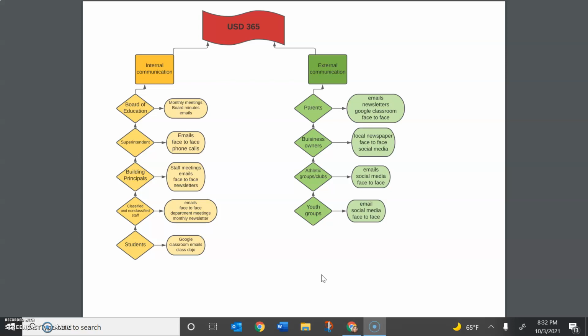The next internal communication is, I just kind of grouped them together, the classified and non-classified staff of the school, because our communications are about the same. Most of the communication is through email, if any important things. And then we also have face-to-face communication. And we do have department-wise staff meetings where we just get with our group and talk about things. So our building leadership team and our district leadership team get together and talk about events that are happening in the school and what we need to be aware of.